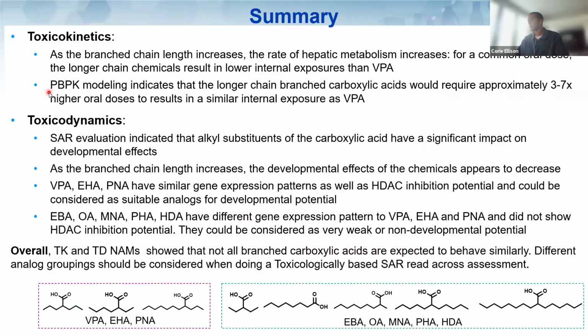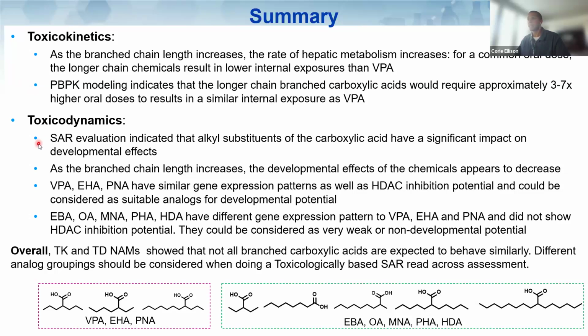So to summarize this, I know I have shown a lot of data and I'll try to make sense of it here. For the branched carboxylic acids, the toxicokinetic NAMs indicate that as the branch chain length increases, the rate of hepatic metabolism increases. This then caused the longer chain chemicals to have lower internal exposures to the parent chemical. The PBPK modeling indicated that the longer chain branched carboxylic acids would require about 3 to 7 times higher oral doses to result in a similar internal exposure as valproic acid.